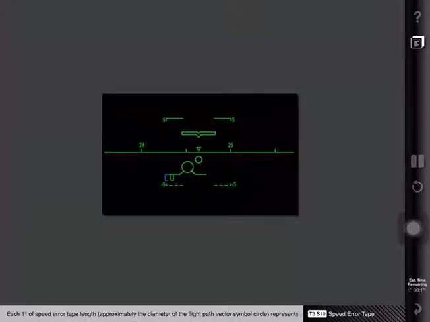Each degree of speed error tape length, which is approximately the diameter of the flight path vector symbol circle, represents approximately 5 knots of airspeed error. The tape length is limited to a 15-knot error indication.